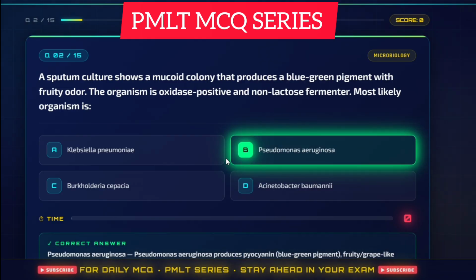The correct answer is B. Pseudomonas aeruginosa produces pyocyanin, blue-green pigment, fruity/grape-like odor, is oxidase positive, and a non-lactose fermenter, all classic characteristics.